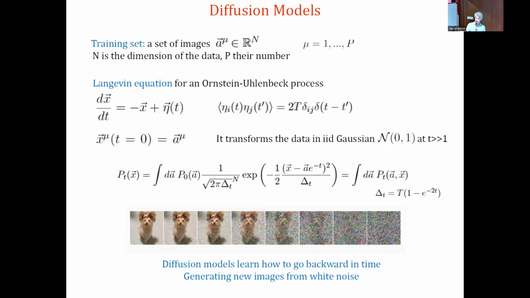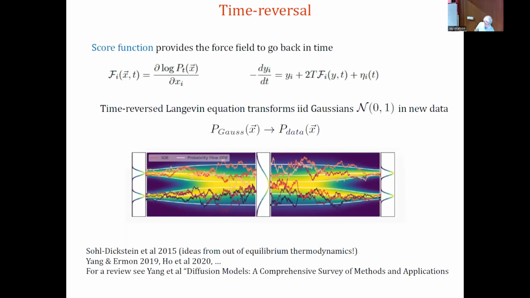Now, to show you exactly a little bit how they do this, the idea is the following: how to go backward in time. In physics, we learn about time reversal. This time reversal is a little bit different from what we do in physics, but it is a generic property of stochastic equations. If you know what Pt of x is, and you take the gradient of the log of Pt of x with respect to x, this is what is called the score function.